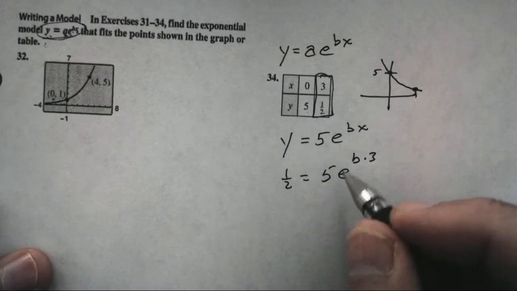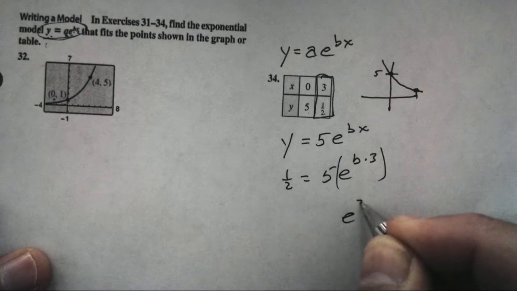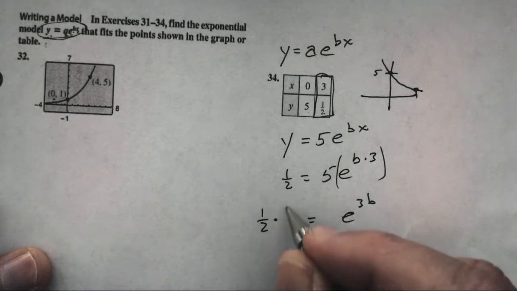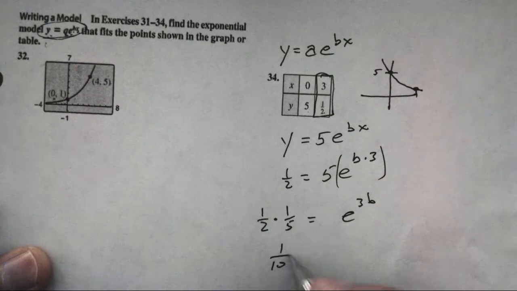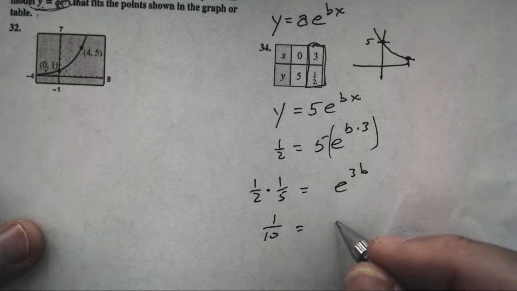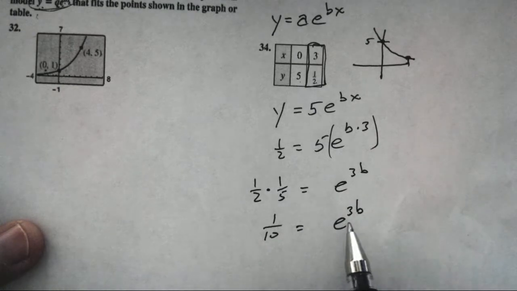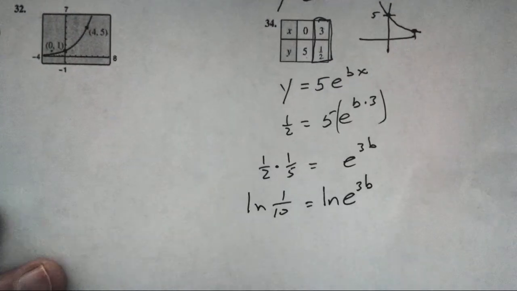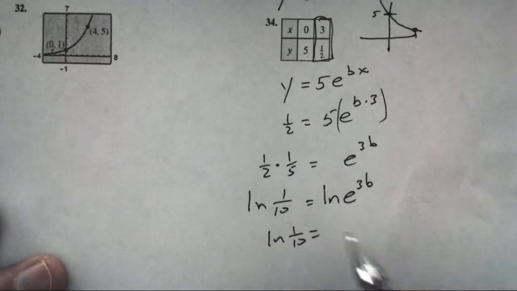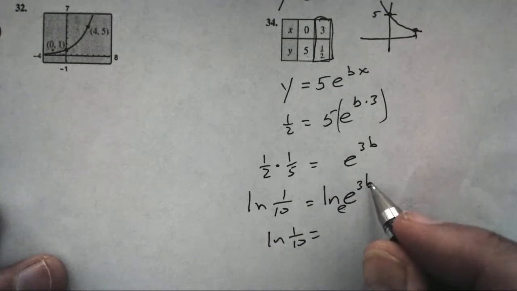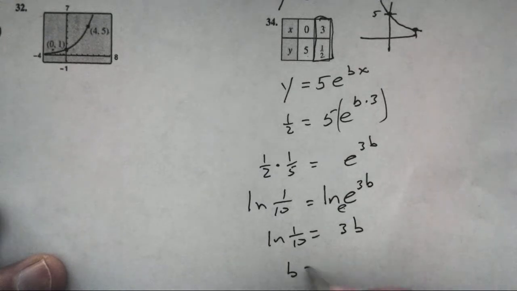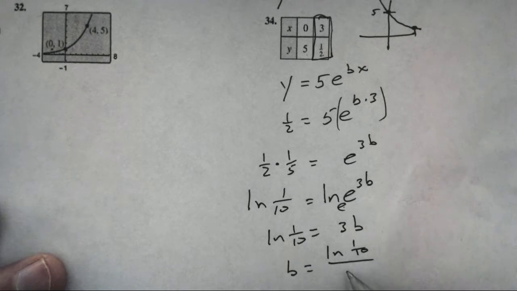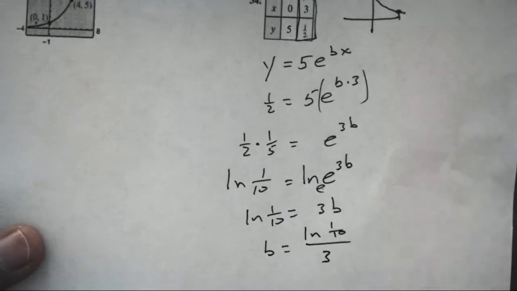And we need to isolate our exponential, so that's e to the 3b equals 1/2 divided by 5, or 1/2 times 1/5, or 1/10 equals e to the 3b. And now that this is isolated, we can take logarithms of both sides. Of course we would use ln here, and we get ln 1/10 equals the exponent that would turn e into e to the 3b. This is 3b, so b is ln 1/10 all over 3, giving us a final formula.